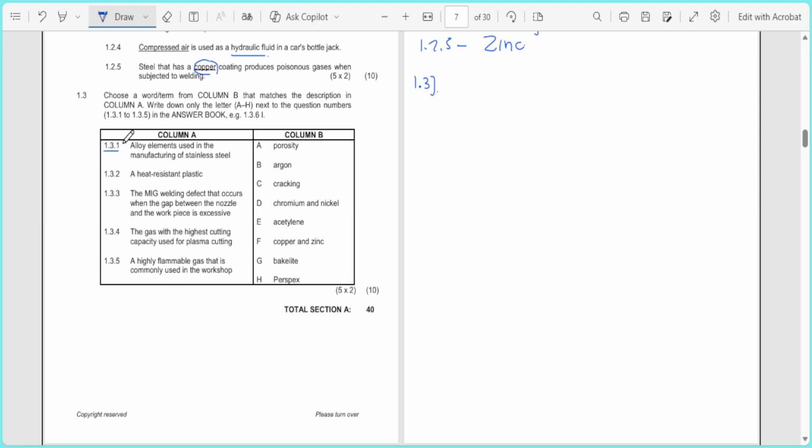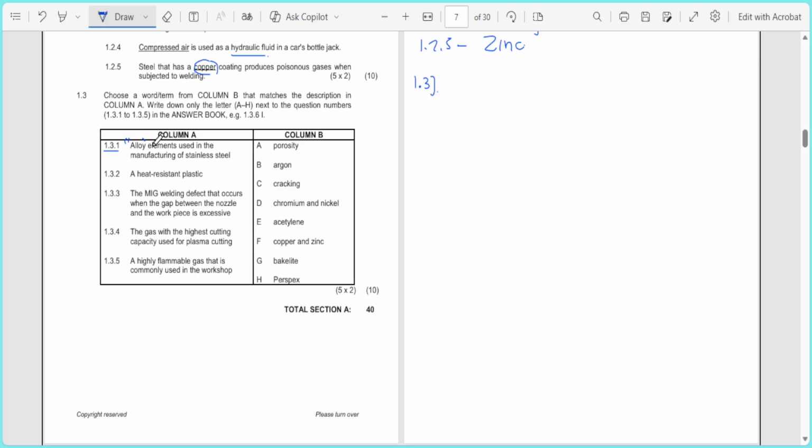1.3.1. Alloy elements used in the manufacturing of stainless steel. I wonder if you guys are doing physical sciences. In grade 10, alloys was a big discussion in physical sciences: the blending or the mixing of metals to obtain a new metal.